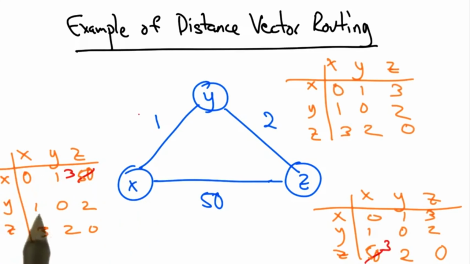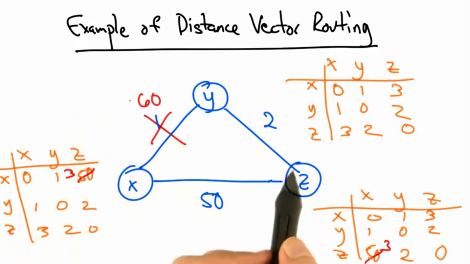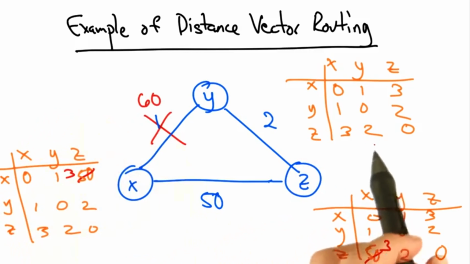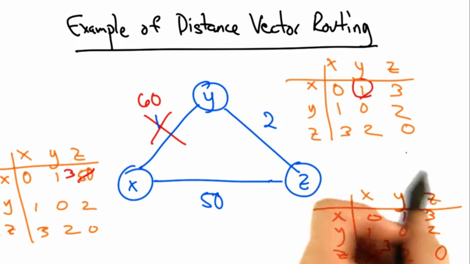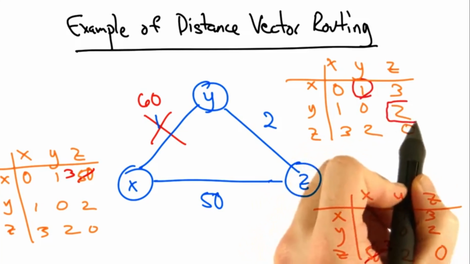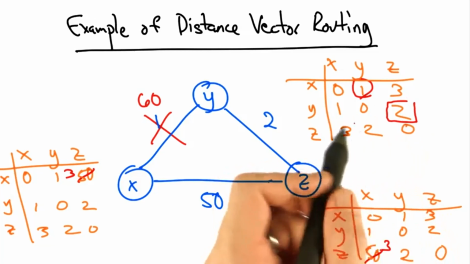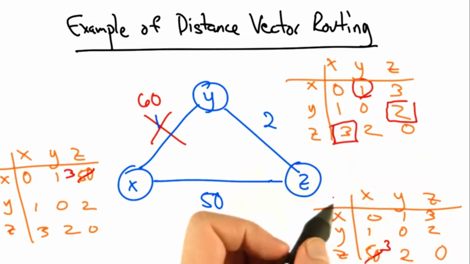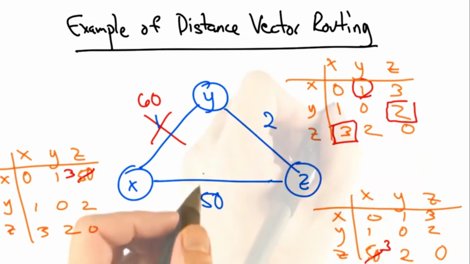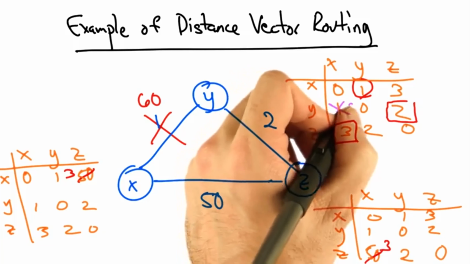Let's suppose that the cost of the link between x and y suddenly increased from 1 to 60. Well now, in this case, y would need to update its view of the shortest path between y and x. Now it's no longer 1, but it's not 60 either. To see why, let's go back to our Bellman-Ford equation. We can see that y thinks it can get to z with the cost of 2, and that z can get to x with a cost of 3. So in fact, it's going to update this entry from 1 to 5.